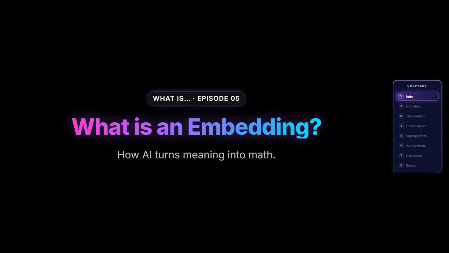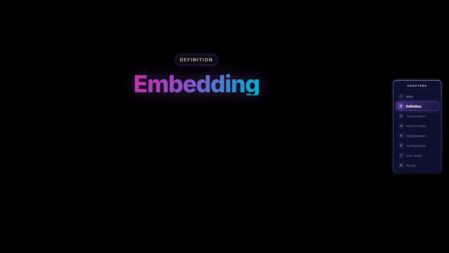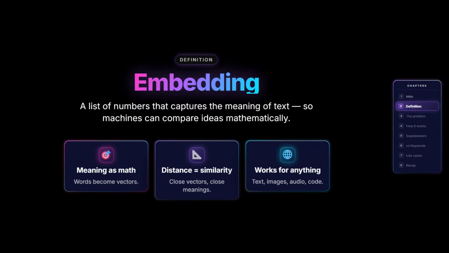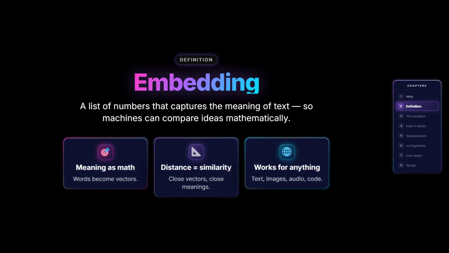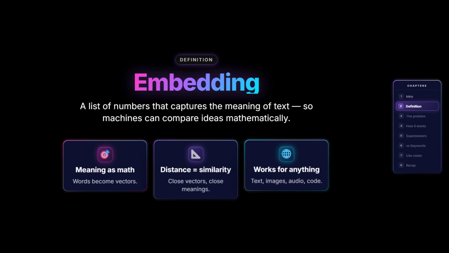What is an embedding? How AI turns meaning into math. An embedding is a list of numbers, a vector, that captures the meaning of text, an image, or any input. The closer two vectors are, the more similar their meanings.